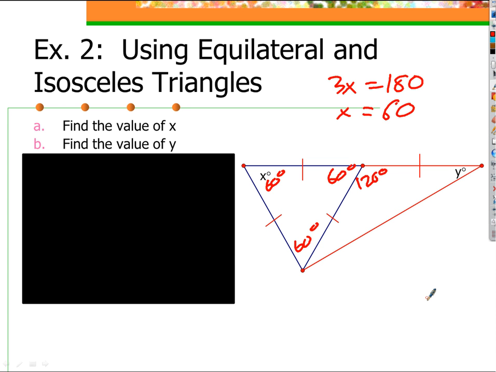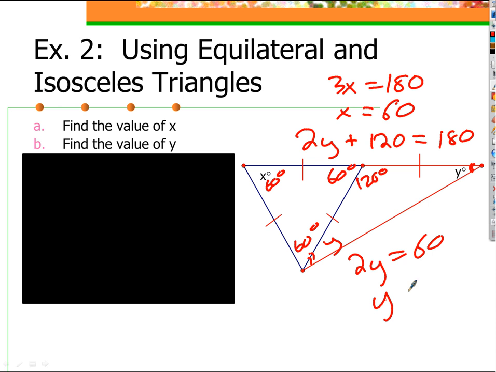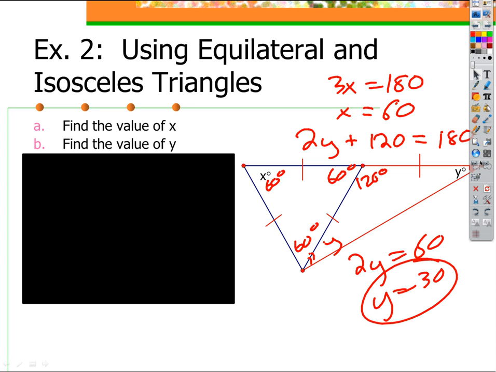Oh, okay, it's isosceles, so I know that by the base angle theorem, those 2 angles have to be congruent, so that's also a y. So now what's the other equation I come up with for y? Okay, good. y plus y, so 2y plus 120 equals 180. So now to solve for y, I just subtract 120, so 2y equals 60, so y equals 30. Very good. Make sense? Okay, good.